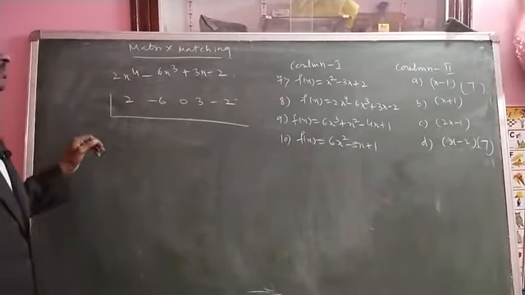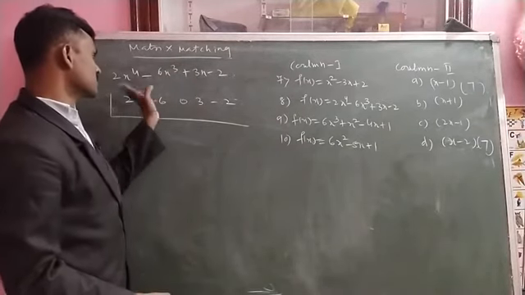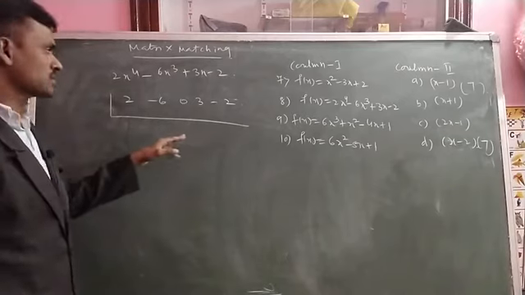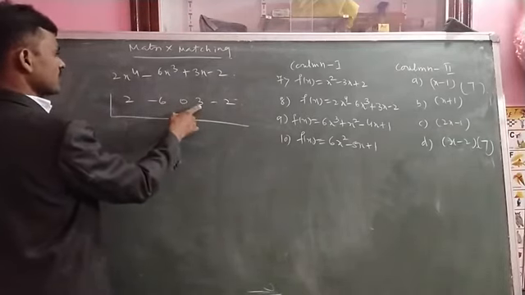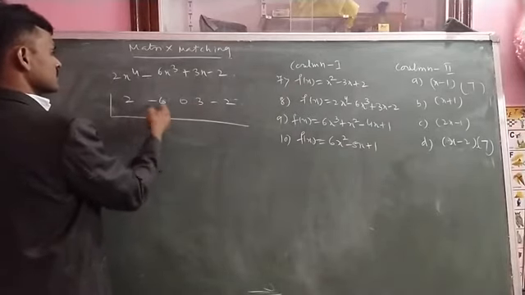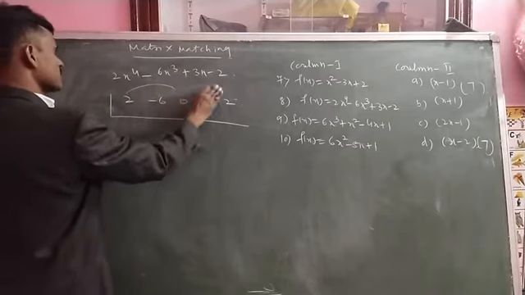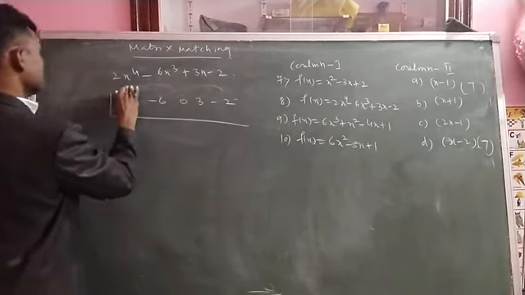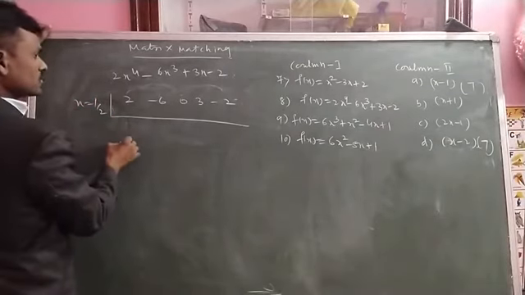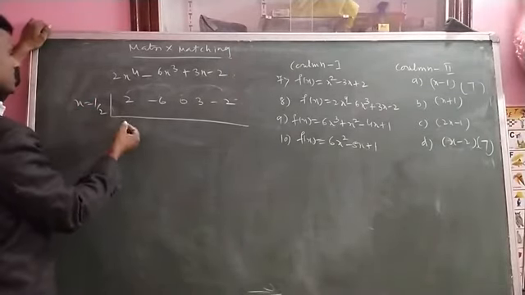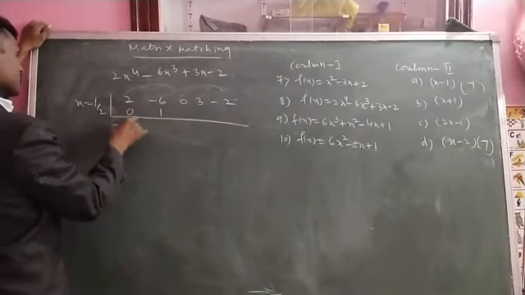If the sum of all coefficients is equal to 0, then x minus 1 is a factor. And if the sum of the even coefficients is equal to the sum of the odd coefficients, then x plus 1 is a factor. See here, 2 plus 3 is equal to 5. This is also not possible. That's why you have to take x is equal to 1 by 2. We have to check whether this is possible or not, or otherwise you can write 2.